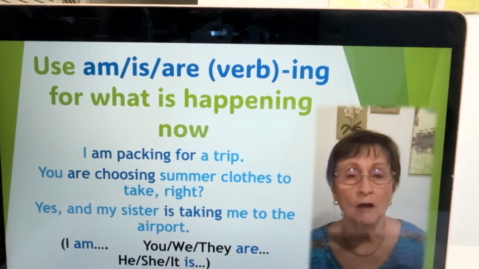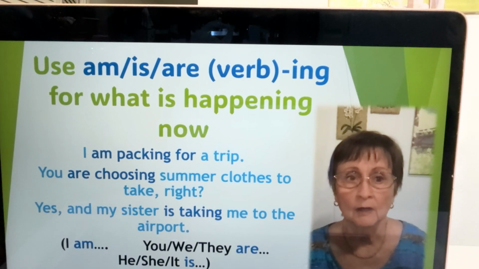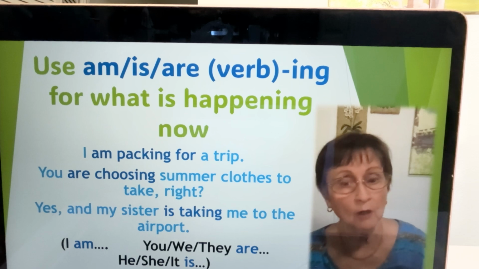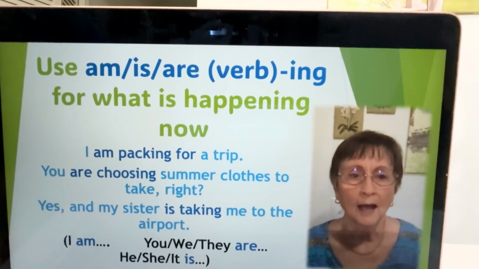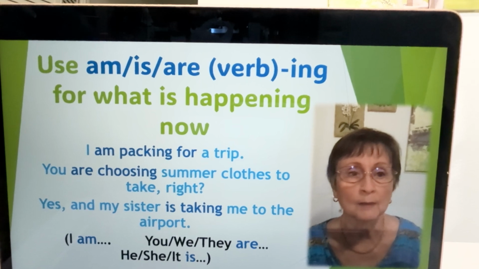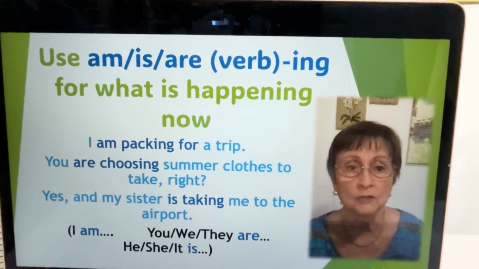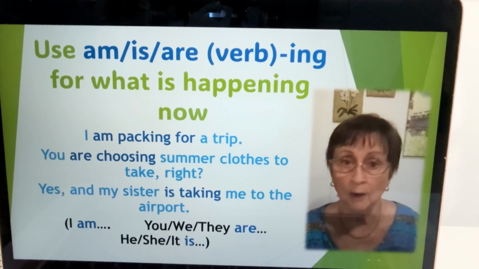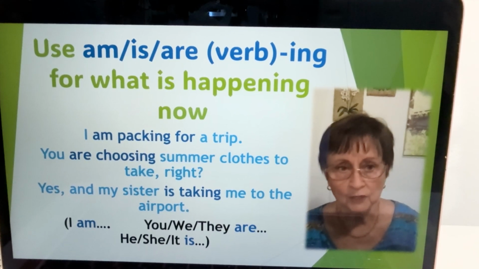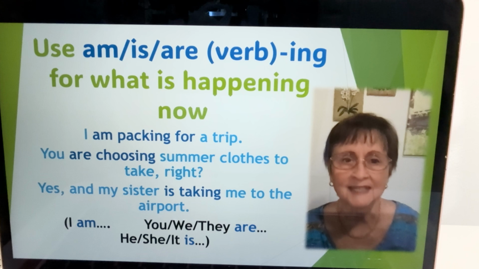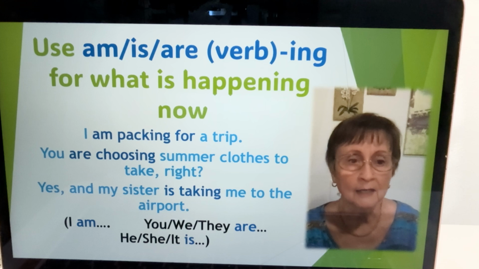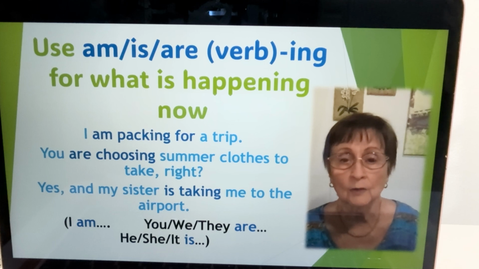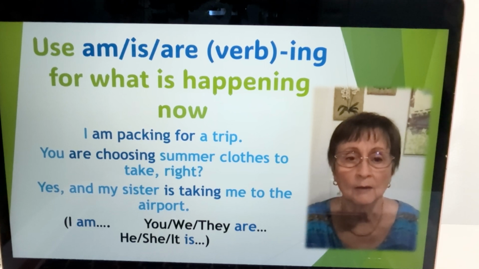Use am, is, are with an ing verb for what is happening now. Now, I've already taught this, but here's a quick review. I am packing for a trip. You are choosing summer clothes to take, right? And this is a conversation, yes. And my sister is taking me to the airport. And just as a review, I goes with am, you, we, they goes with are, he or she or it goes with is, and then a verb with an ing ending to talk about right now.